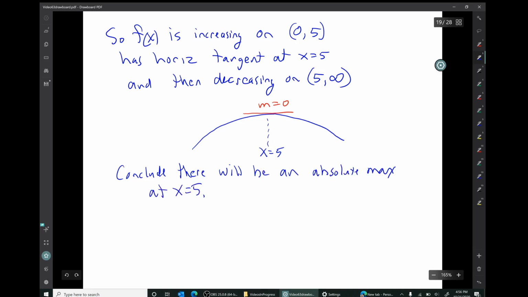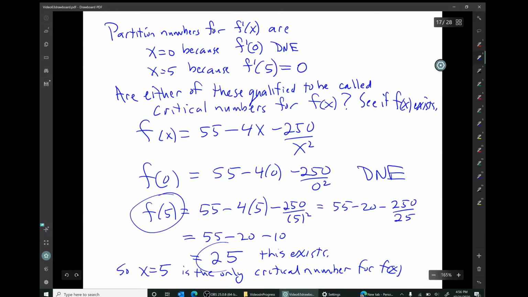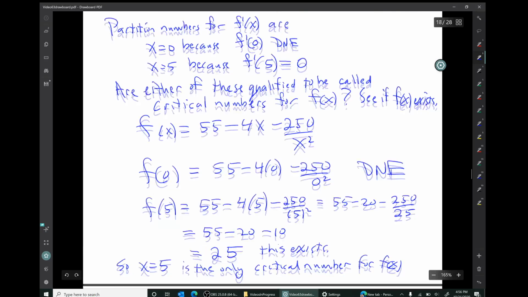Now, we're supposed to find the max. That means to find the y value. Now we already found the y value. It's that y value that we computed earlier. f of 5 is 25, so that y value is the max. Let's write a conclusion.